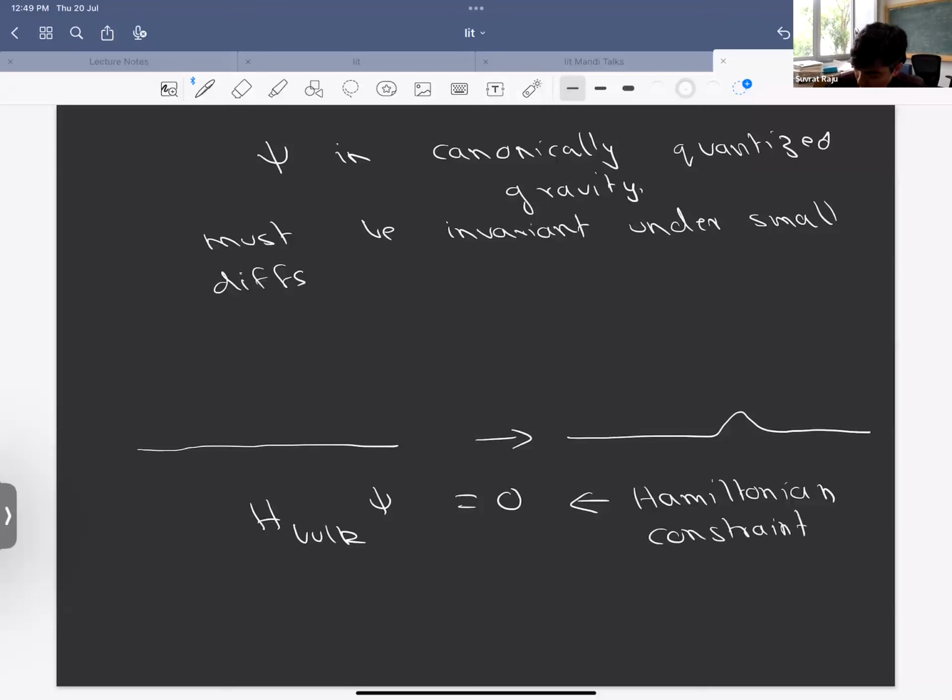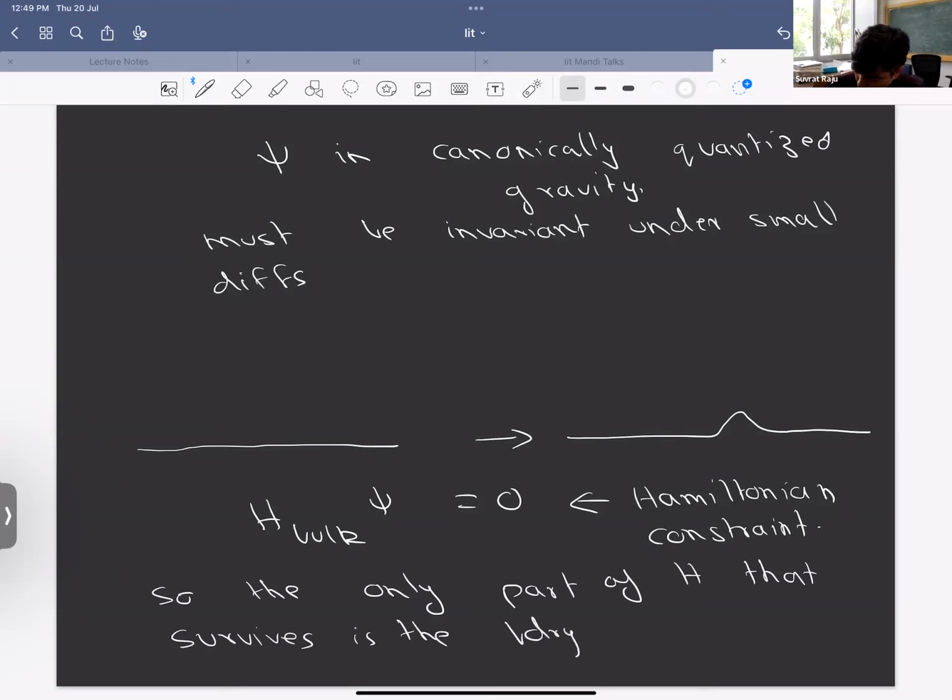Okay. And so the only part of the Hamiltonian that survives is the boundary term. Okay, so I gave you 3 quick arguments to explain why in a theory of gravity, unlike in any other theory, the Hamiltonian is a boundary term.